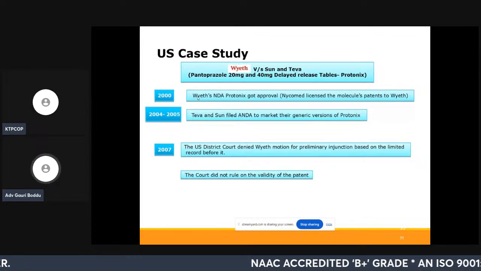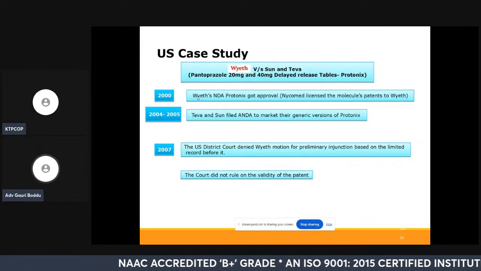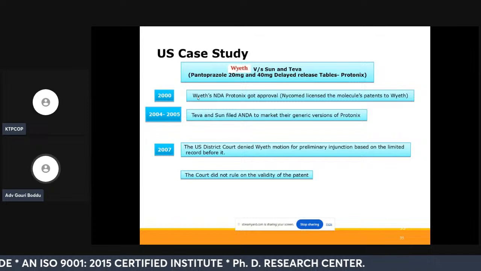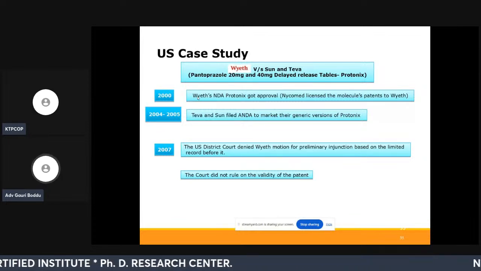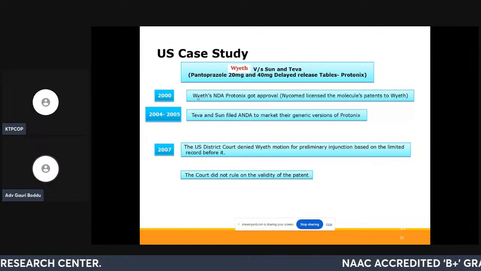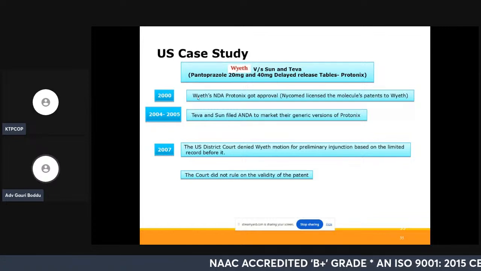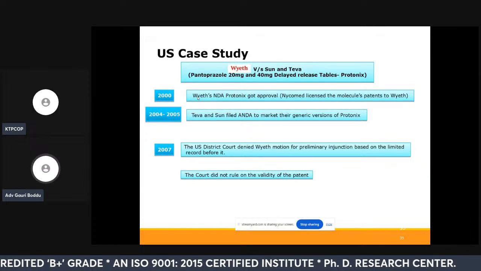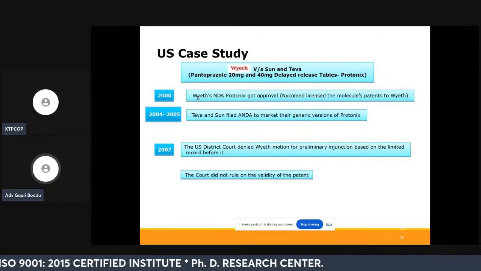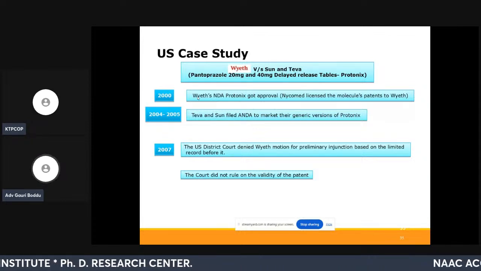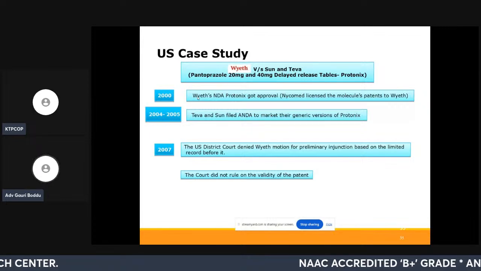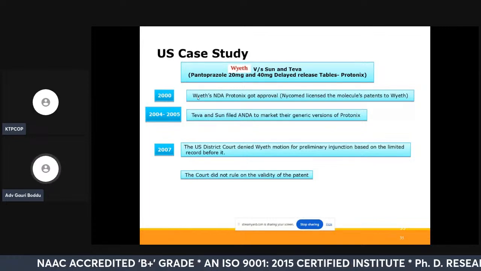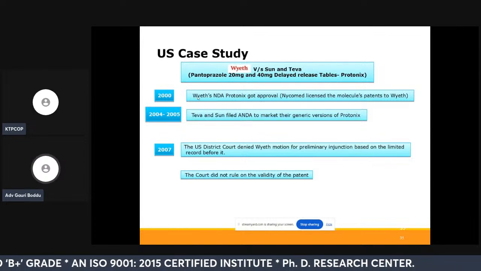This is the case of Wyeth versus Sun and Teva. Pantoprazole 20 mg and 40 mg delayed release tablets, Protonix. In 2000, Wyeth's NDA for Protonix got approval. Nycomed licensed the molecule's patent to Wyeth. In 2004 to 2005, Teva and Sun filed ANDAs to market their generic versions of Protonix. Wyeth filed suit against Teva and Sun in the US District Court, alleging infringement of the basic patent, seeking declaratory judgment and injunctive relief.